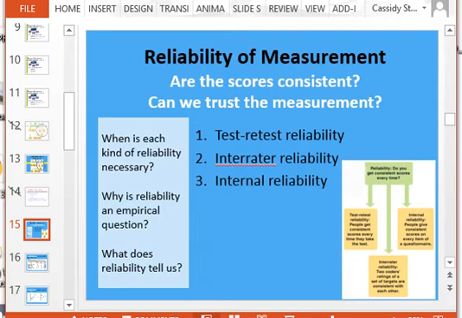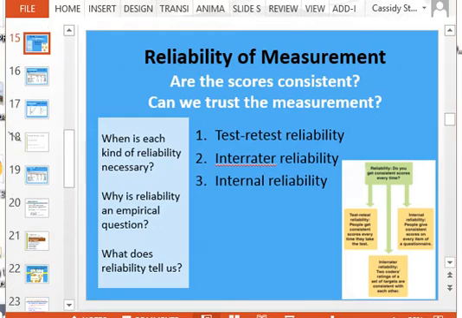And so when we are critiquing the reliability of measurement, there are three types of reliability that we want to focus on. One is test-retest reliability, the other is inter-rater reliability, and the third is internal reliability. So again, remember that what reliability is asking is the answer to the question, are the researchers getting consistent responses? So whatever it is that they're measuring, are they measuring it consistently? That's reliability.